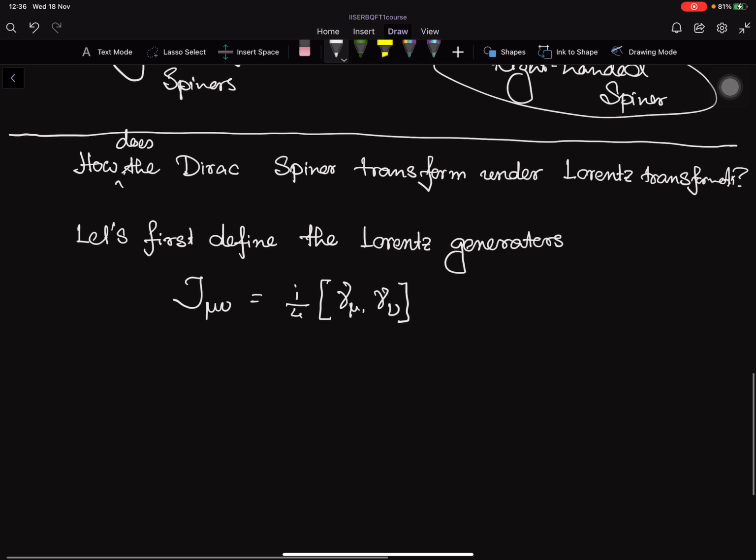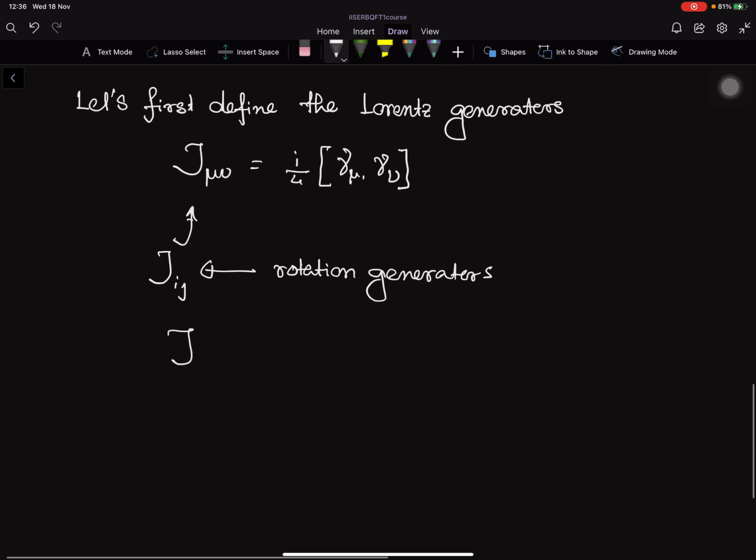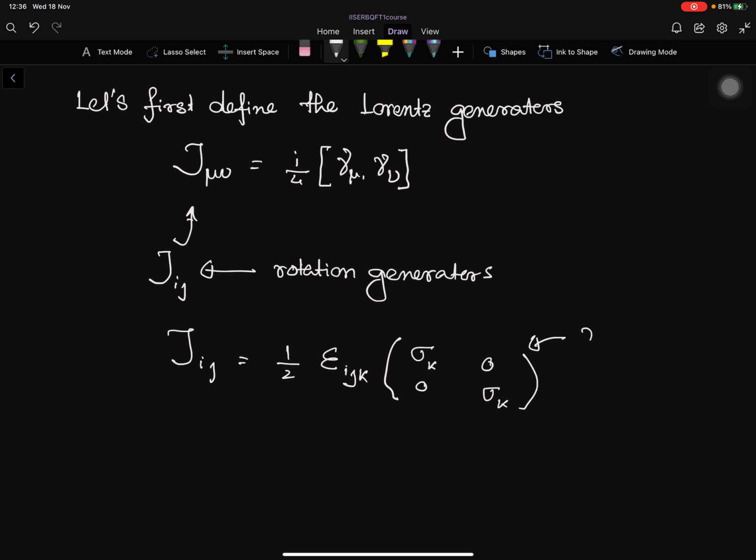Okay, so this means that J_i, these are the rotation generators. And you can explicitly check in this case that J_ij simply becomes 1/2 epsilon_ijk times the block diagonal matrix with sigma_k and sigma_k. Okay, so these are the rotation generators.